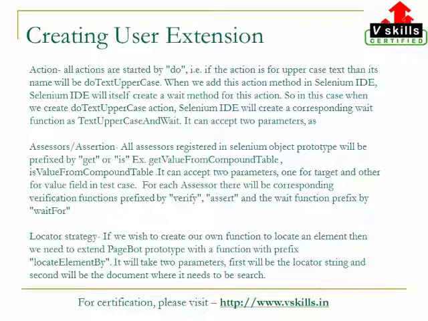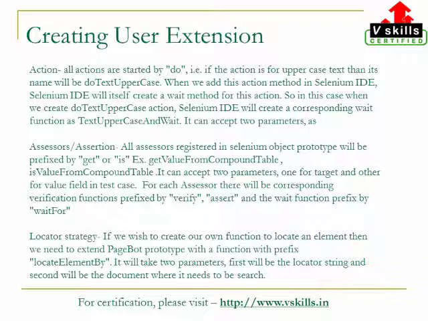Accessors or assertions: all accessors registered in the Selenium object prototype will be prefixed by get or is. For example, getValueFromCompoundTable, isValueFromCompoundTable. It can accept two parameters, one for the target and the other for the value field in the test case. For each accessor, there will be corresponding verification functions prefixed by verify and assert, and the wait function prefixed by waitFor.